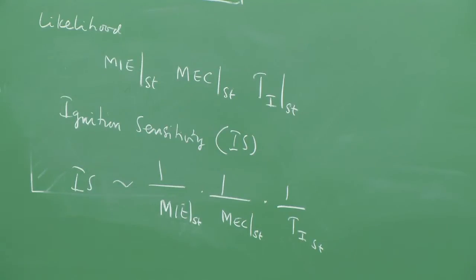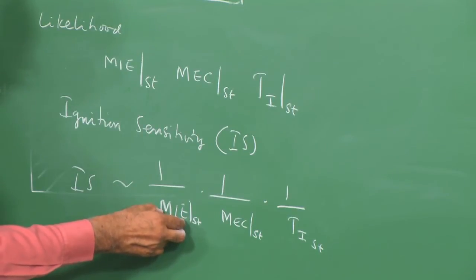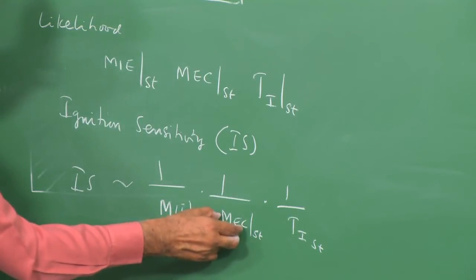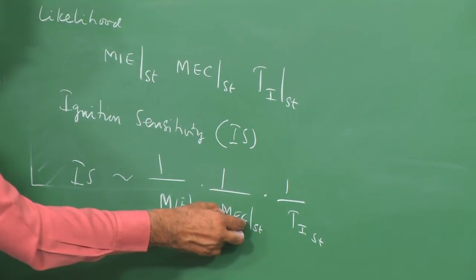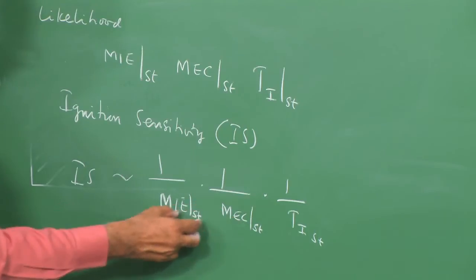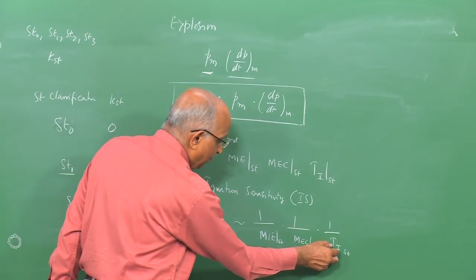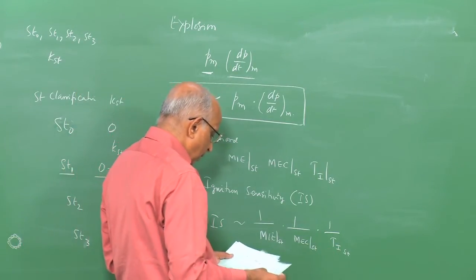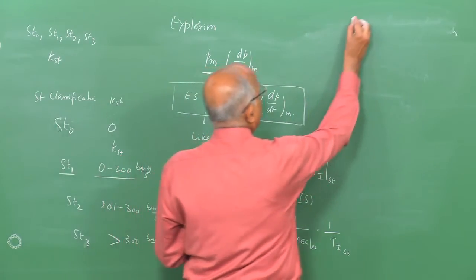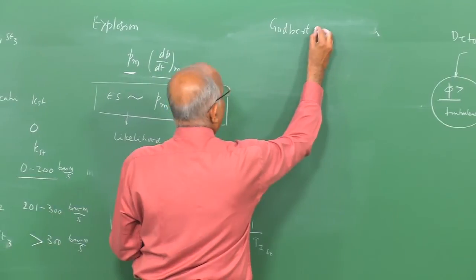We have talked about how to determine the minimum ignition energy using the Hartmann tube, which is a transparent form of Hartmann tube. We said I can determine the minimum explosive concentration in the same experiment by finding the concentration at which it ignites. To get the temperature of ignition, we use a furnace, and this furnace is called the Godbert-Greenwald furnace.